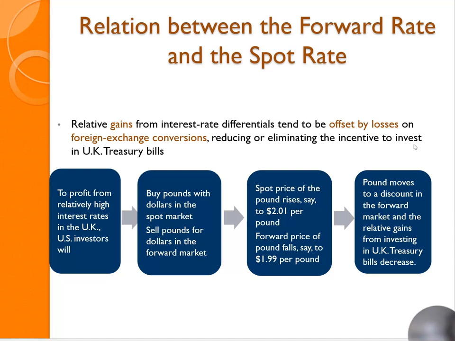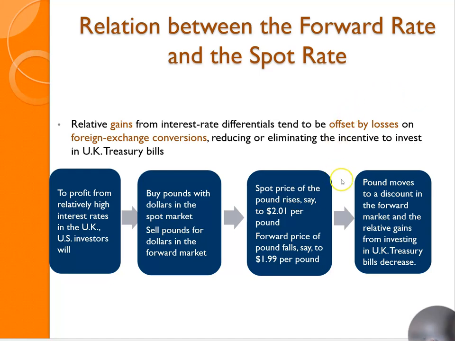Now, there is a relationship between the forward rate and the spot rate. Relative gains from these interest rate differentials tend to be offset by losses on foreign exchange conversions. So you can save money because there's an interest rate differential, but then you're going to lose money by doing a foreign exchange conversion, thus reducing or eliminating the incentive to invest, in this case, perhaps in United Kingdom Treasury bills.